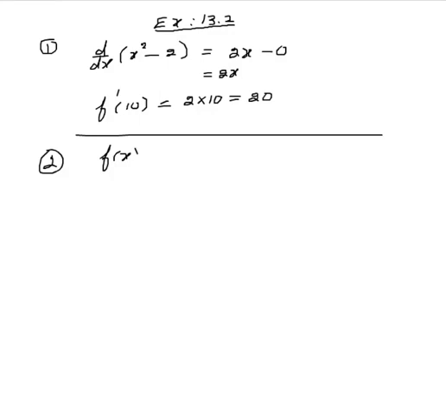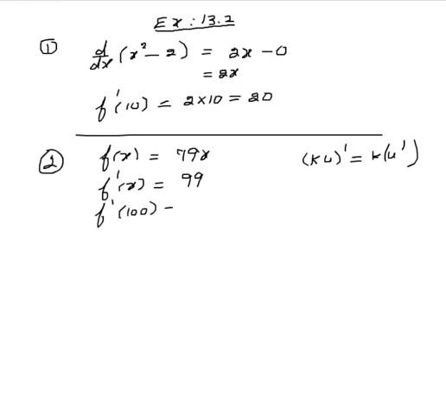Let us take the given function as f of x, which is 99x. So f dashed of x is 99 into differential of x with respect to x, which is 1. If you have a constant and a function, take out the constant and differentiate only the function. Now f dashed of 100, at x is equal to 100, we have to find. It is a constant, so it remains as a constant.